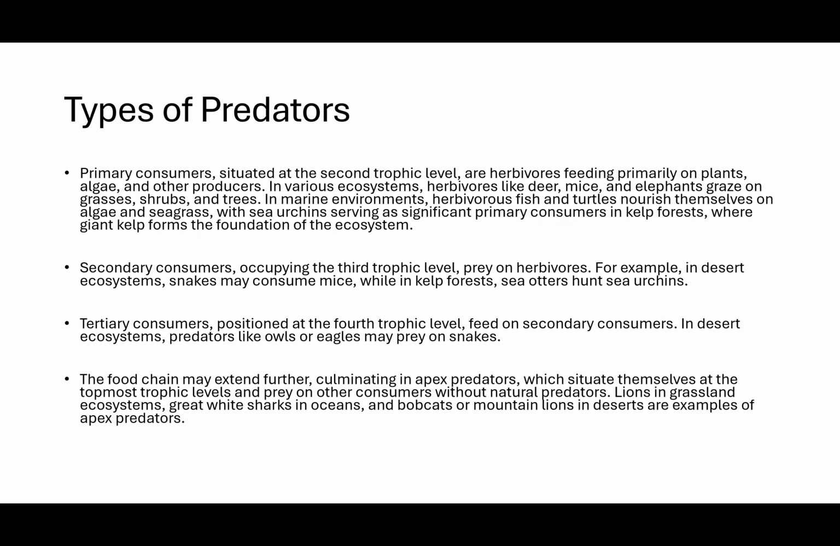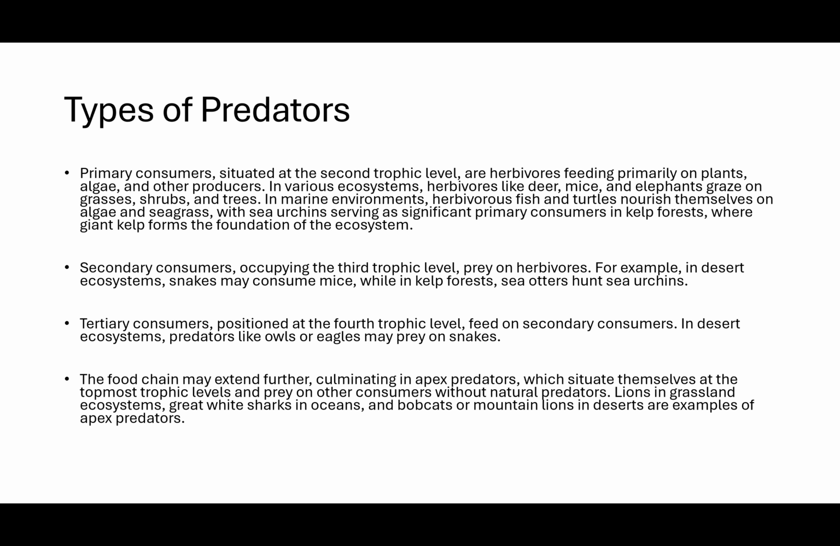So we have tertiary consumers now, which is our fourth trophic level, generally. So they feed on secondary consumers specifically. So the food chain may extend further and further to the fifth and the sixth and the seventh and the 100th trophic level until we reach what we call a culminating predator or an apex predator, which situates themselves at the topmost trophic level and preys on other consumers without natural predators.